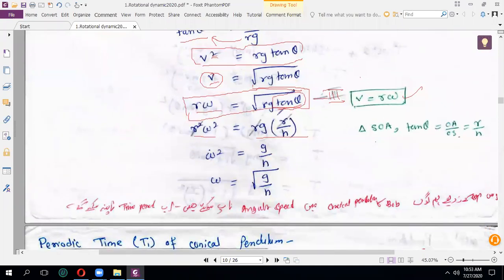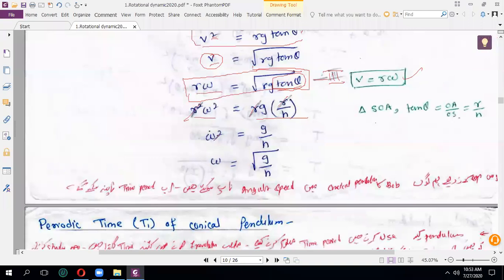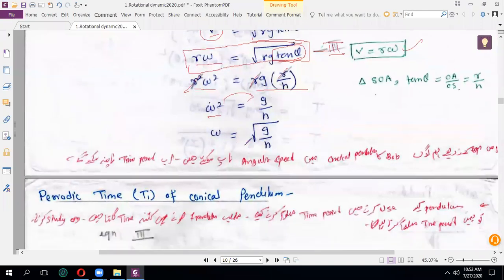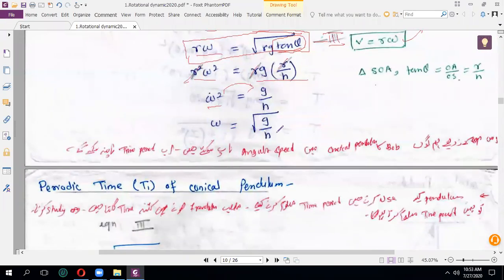From this tan theta we are replacing r upon h. Now on the left side r square is there. So 1 r is cancelled with this r square. What we are getting, omega square is equal to g upon h. Now take this square to the right hand side. What you are getting, omega is equal to square root of g upon h. Correct?